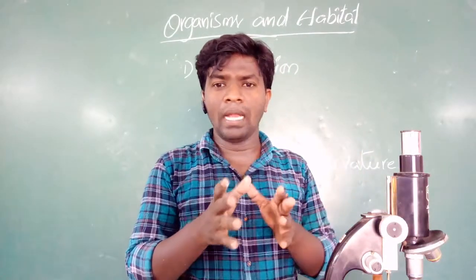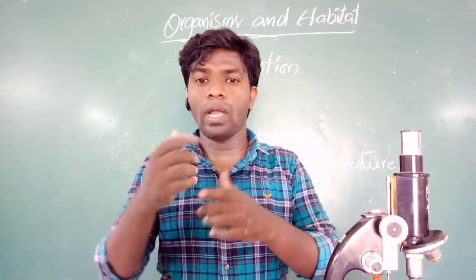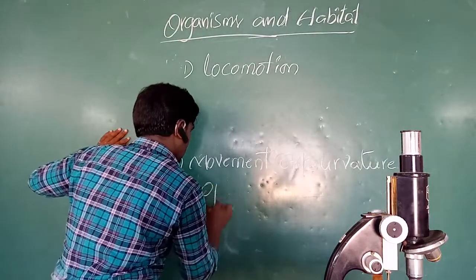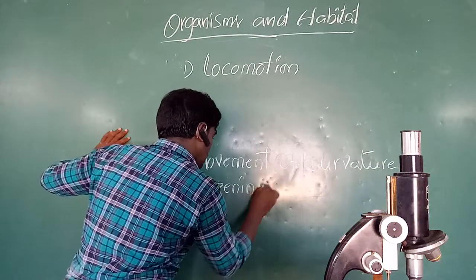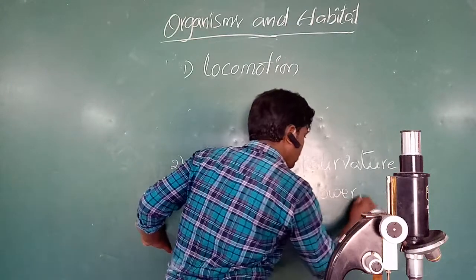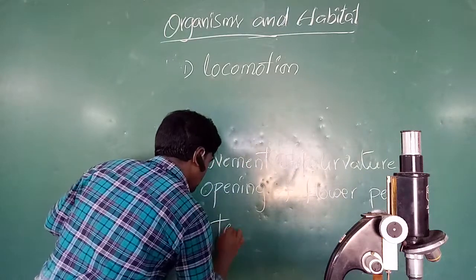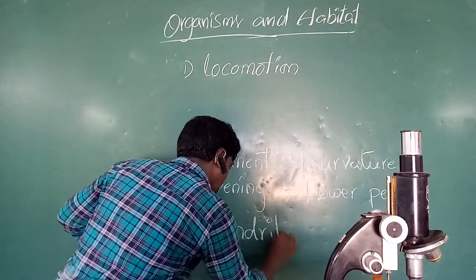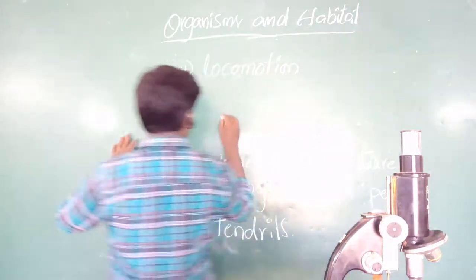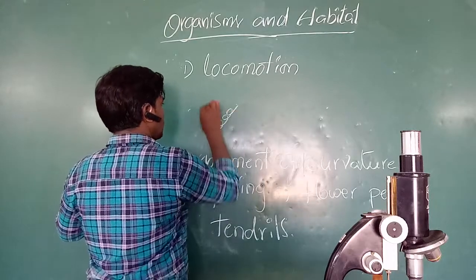So in plants, opening of flowers, flower petals and coiling tendrils. Tendrils means spring-like structures.